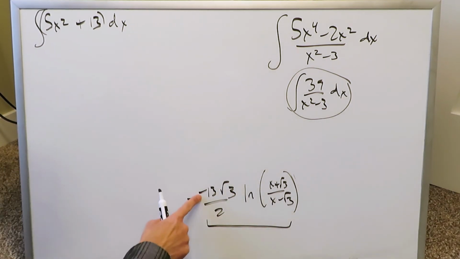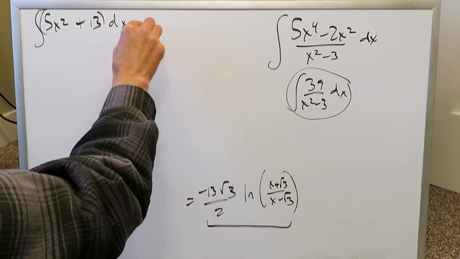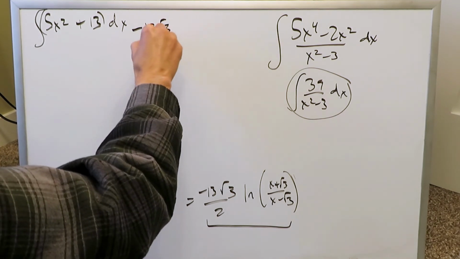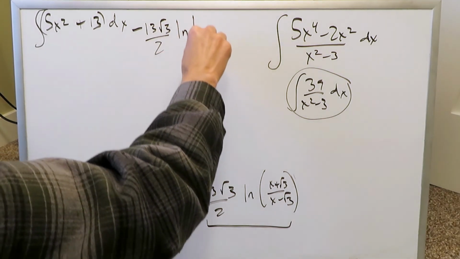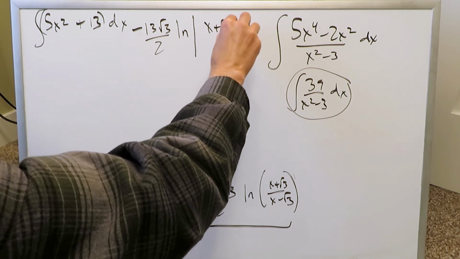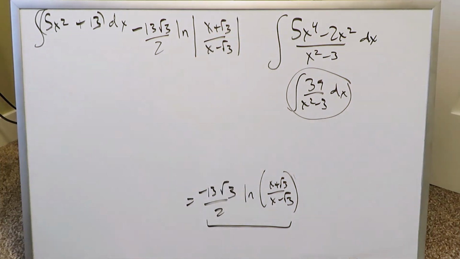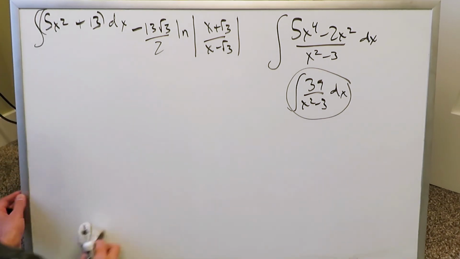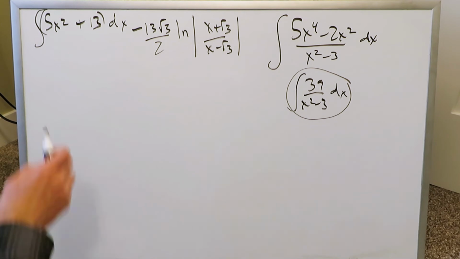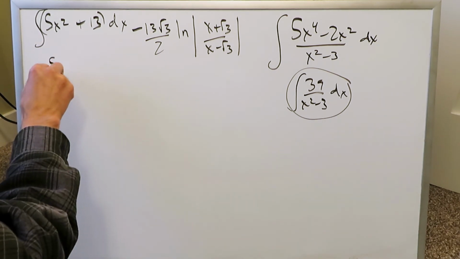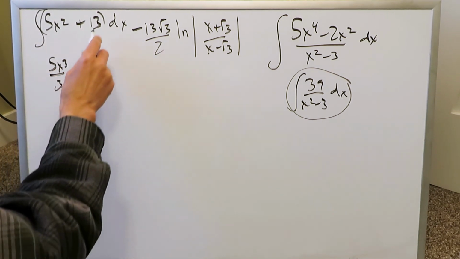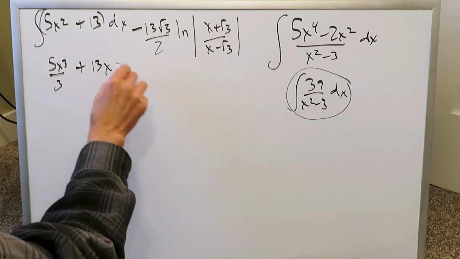This plus becomes a minus by means of that. Minus 13 root 3 over 2 natural log absolute value x plus root 3 divided by x minus root 3. We still have to do something here, and we will. I guarantee you that we will. Now we have come to this. The antiderivative of 5x squared is 5x cubed over 3. For that, it is a plus 13x.